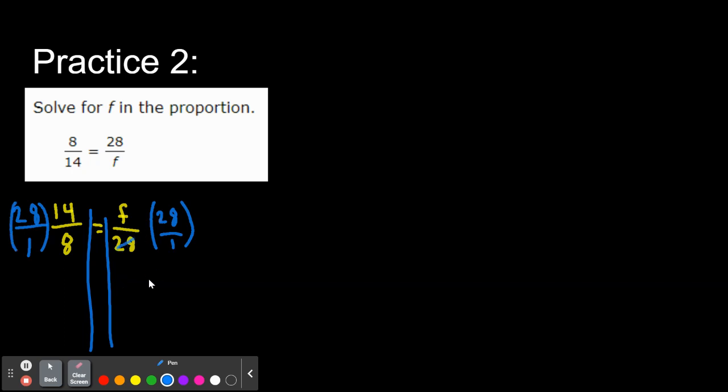These are going to reduce down, right? I'm going to be left with f on the right side, and let's see what we end up over here. 28 times 14, we get 392, and 1 times 8 is 8. Dividing by 8, we get 49. I'm using a calculator on this. You should use a calculator as well.